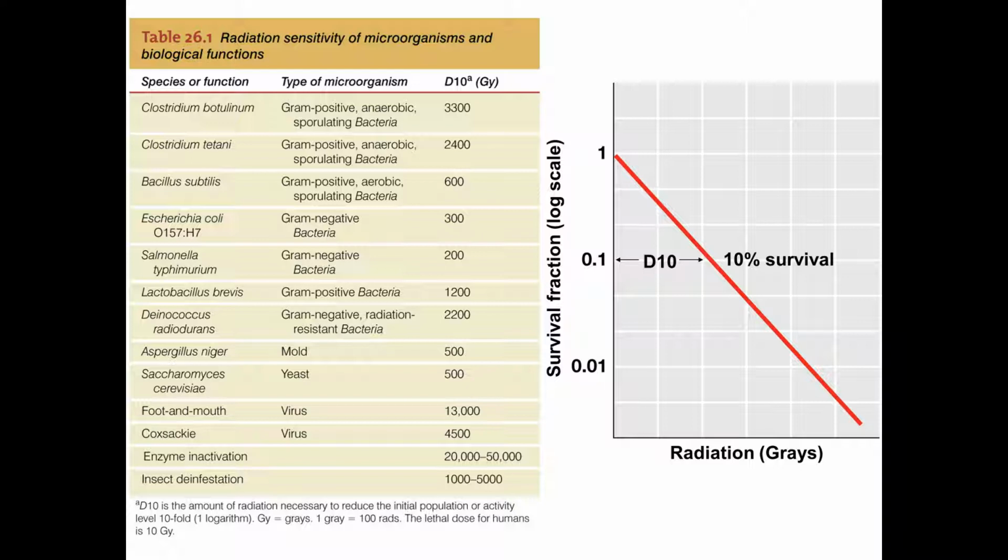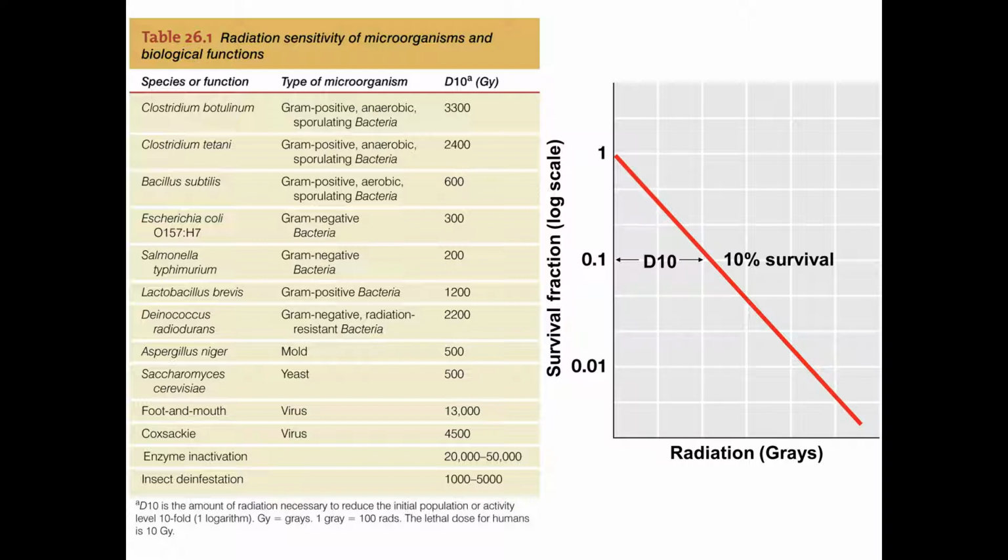All right, so what you're being shown here is the different types of microorganisms that are sensitive to radiation, looking at the D10 values. D10 is telling you basically the amount of radiation that's needed to reduce the initial population or the activity of the organism by tenfold.